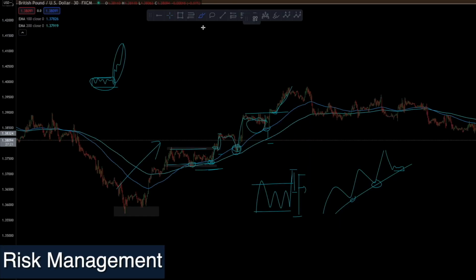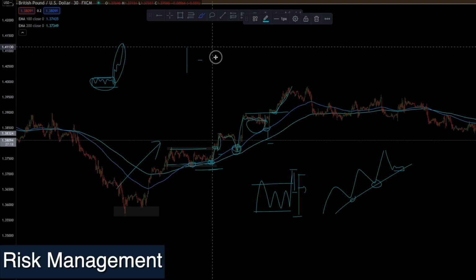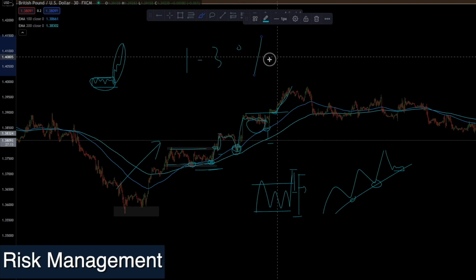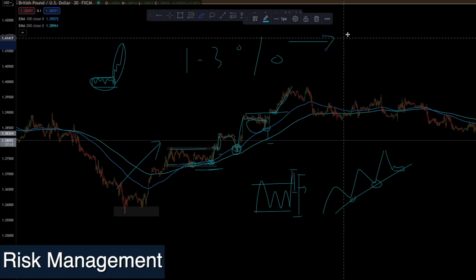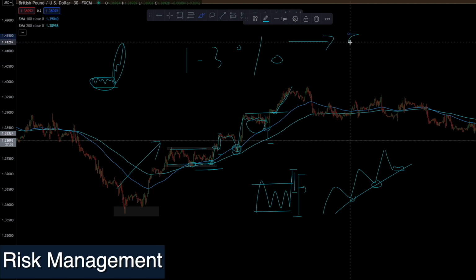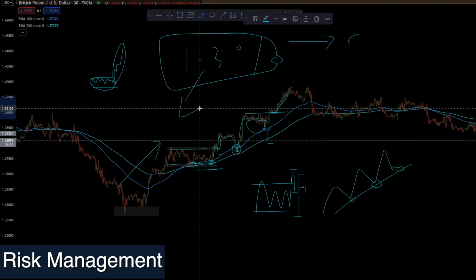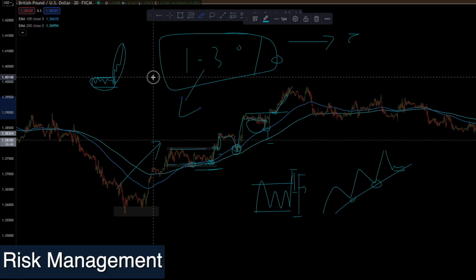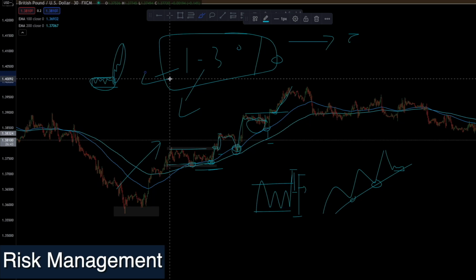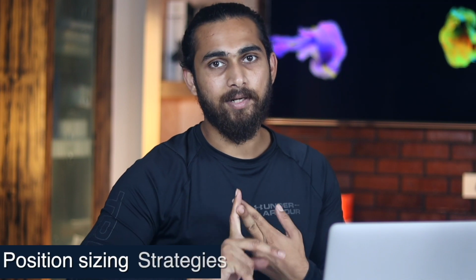What I want you to do is always risk only 1 to 3% per trade, because if you go any higher than this, you may not be able to take more trades and you may not be able to find out if a strategy is working or not. So follow this rule of risking 1 to 3% per trade, and by doing this you will be able to find the win rate and then the risk to reward and then the overall expectancy of this strategy. You can only do that when you use this principle of risking only 1 to 3% per trade. Now, the next thing is the position sizing strategies.